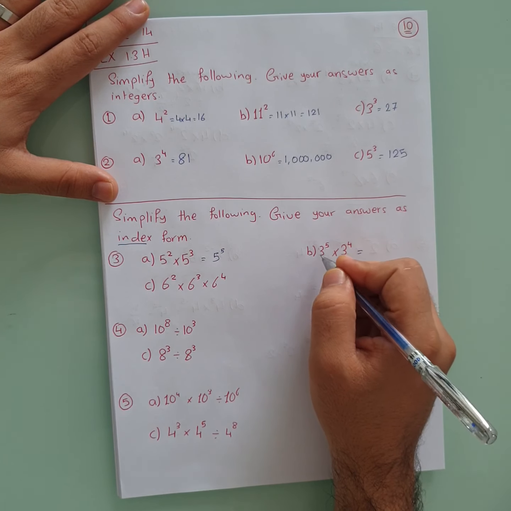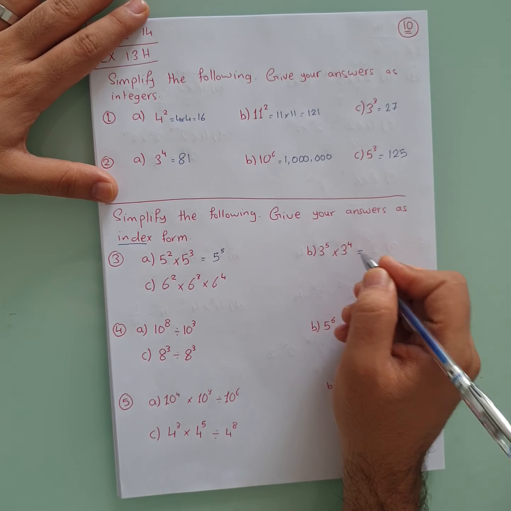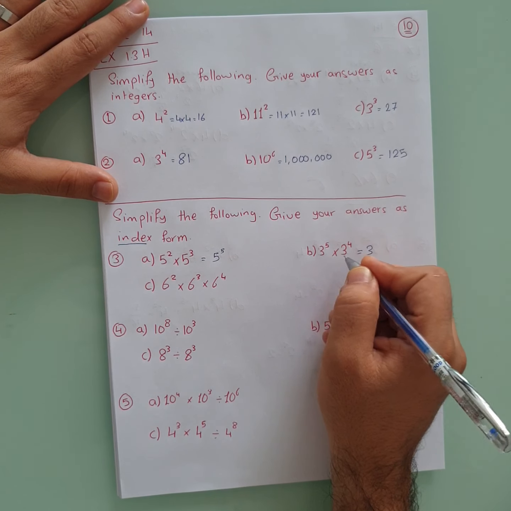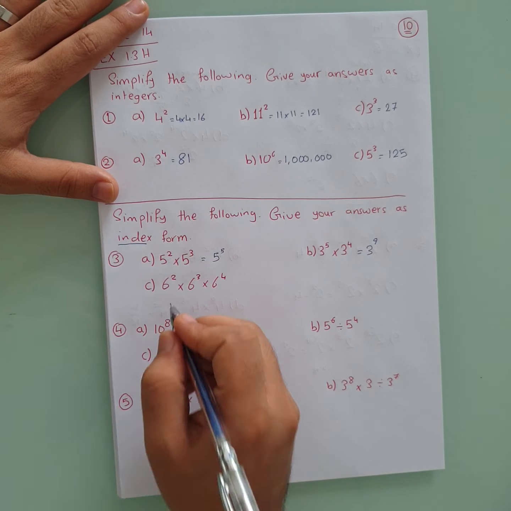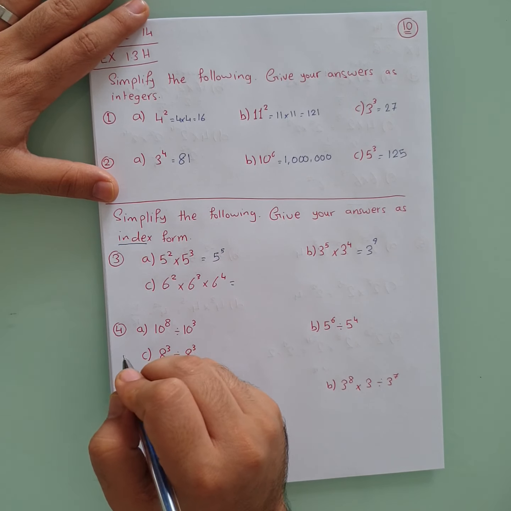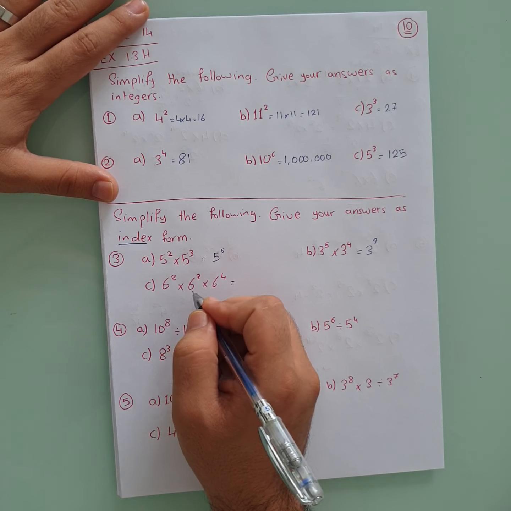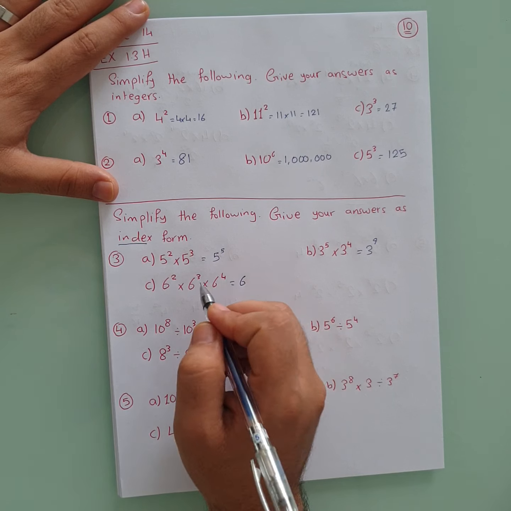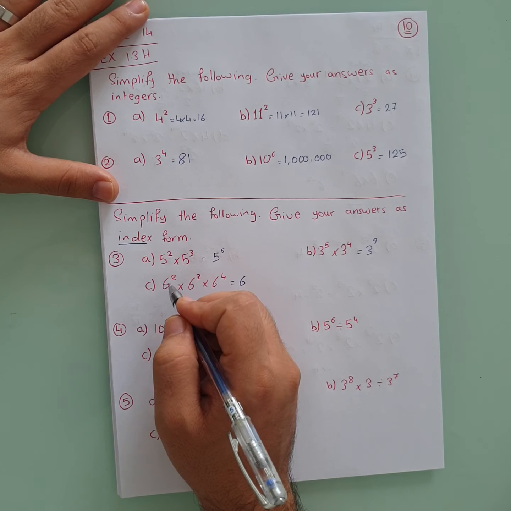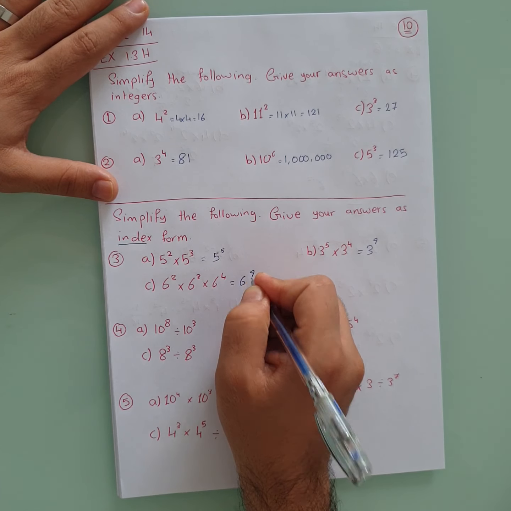B. 3 to the power of 5 times 3 to the power of 4. That means same bases, we can do it. So 5 plus 4 is 9. So 3 to the power of 9. Same goes here. 6 times 6 times 6, all of them same base. I'm going to write 6. So 6 plus 3 is 9, plus 2 is 11... so it's going to be 6 to the power of 9.